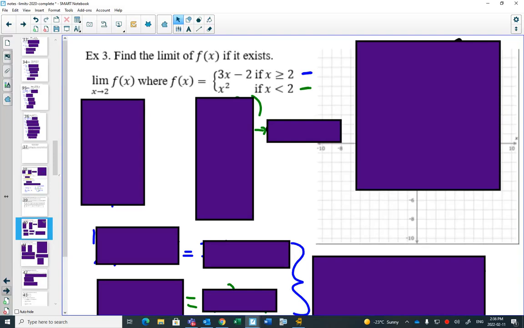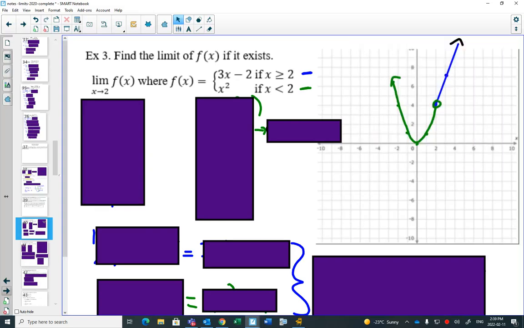Okay, I'll get you to try this one. First of all, draw the graph. And then evaluate the limit. I'll put up the graph so you can see if you graphed it correctly.